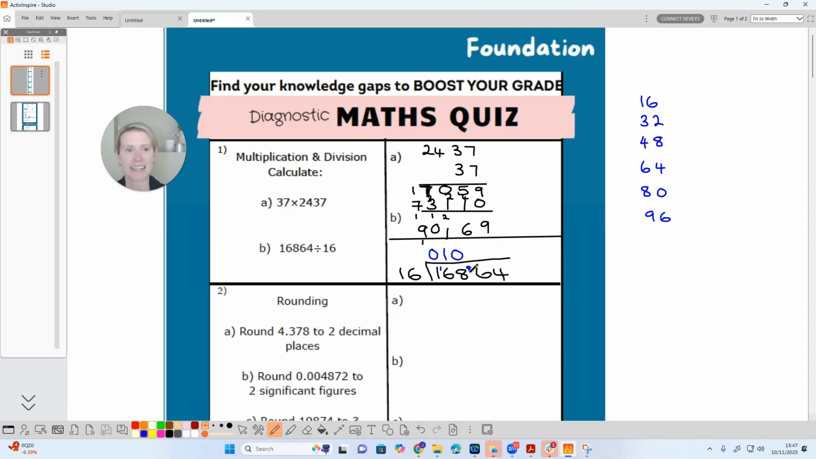How many 16s in 86? Well, 1, 2, 3, 4, 5. 16s are 80. So you've got 6 left over. How many 16s in 64? 1, 2, 3, 4. Final answer of 1,054.